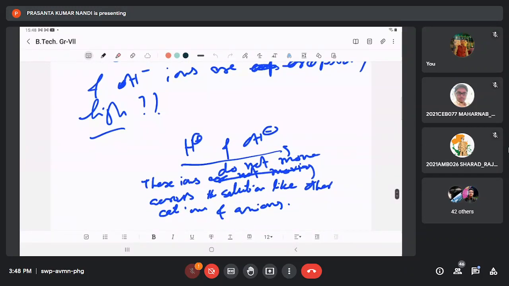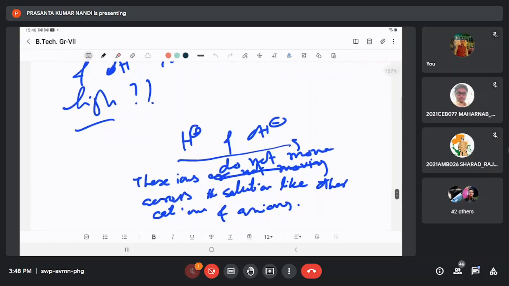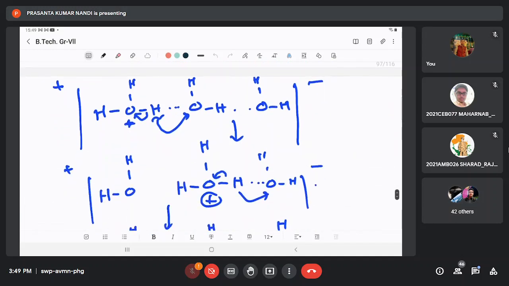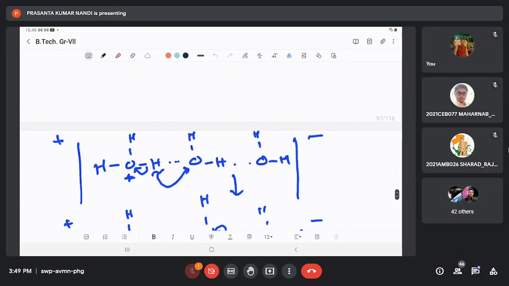Actually, H plus ion and OH minus ions do not move across the solution like other cations and anions. This is the distinctive feature in the movement of these ions with respect to other cations and anions. That is, H plus and OH minus ions do not propagate through the solution like other ions. Then what is the way these ions move from one ion to another?